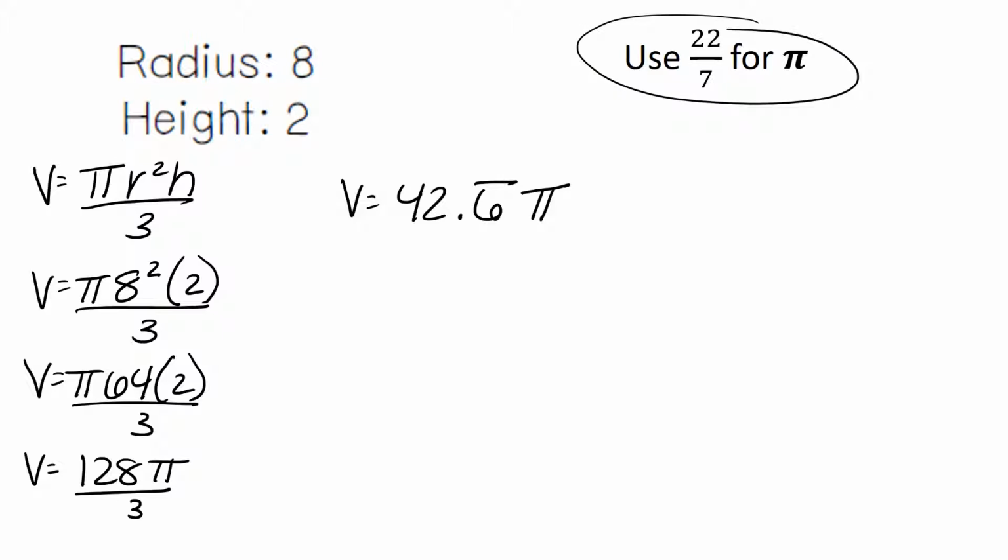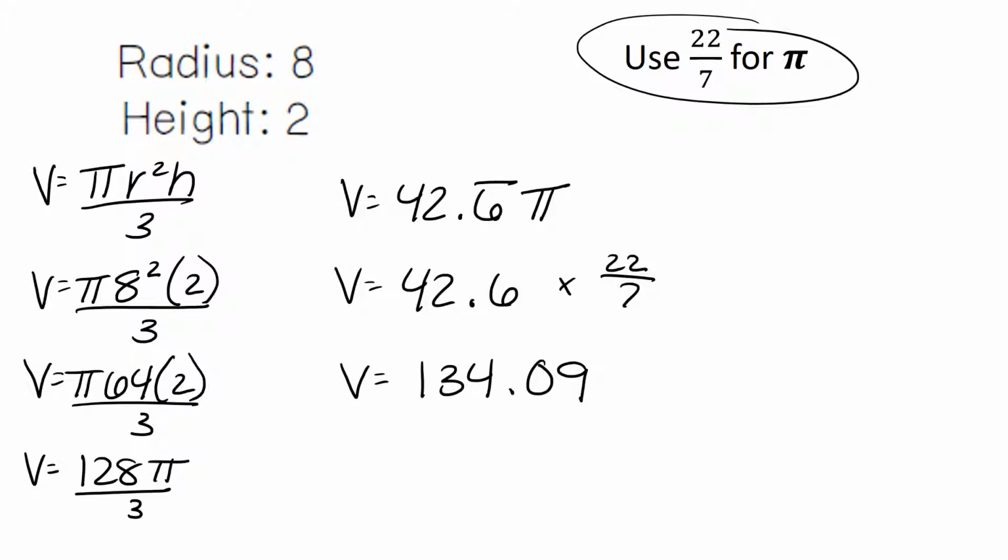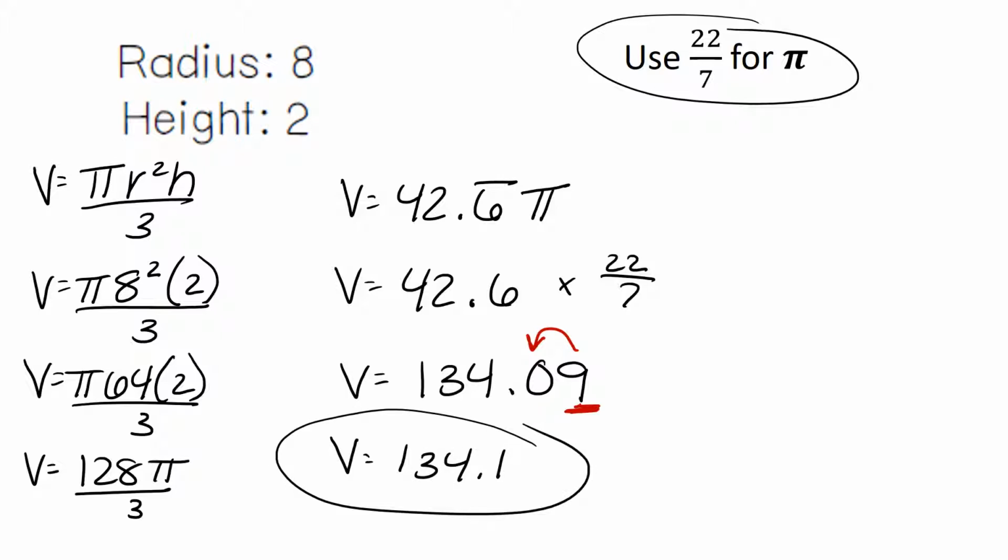The directions say to use 22 over 7 for pi. So we're going to do 42.6 repeating times the fraction 22 over 7. We get 134.09. We are going to round our final answer to 1 decimal place. Looking at the 9, if it's 5 and higher, we round up. 4 and less, we round down. 9 is in the 5 and higher category, so we round up. 0.0 turns into a 0.1. We round up. 134.1.